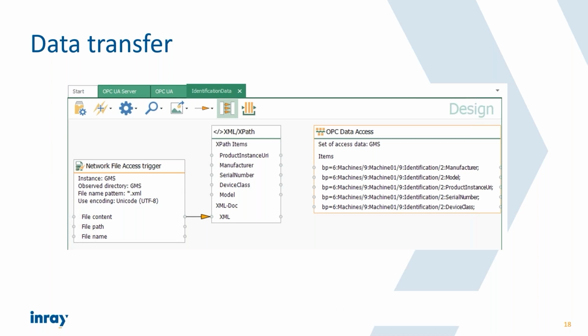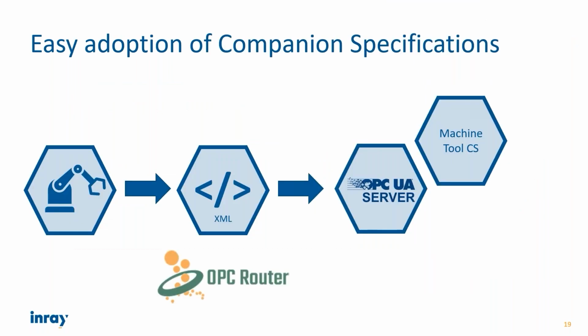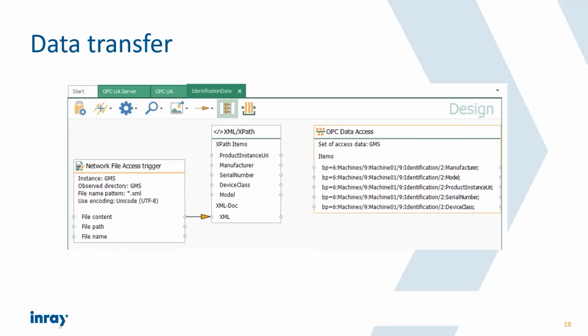Now, it's simply a matter of drawing arrows from the XML element to the OPC data access element. I guess a slide got lost there. So please imagine a couple of arrows, just like from the file content of the network file access trigger to the XML document, from the individual data fields in the XML element to the OPC data access data points. And with that, the entire data transfer has been configured.